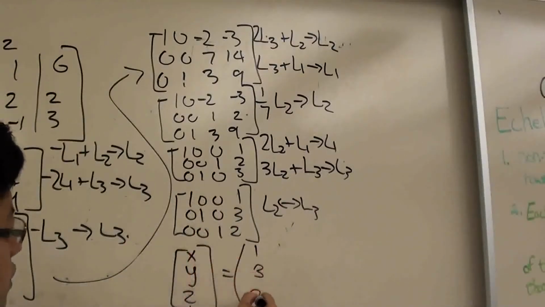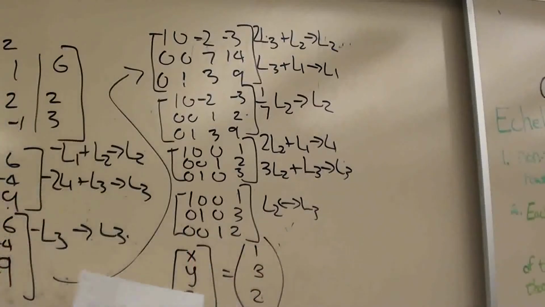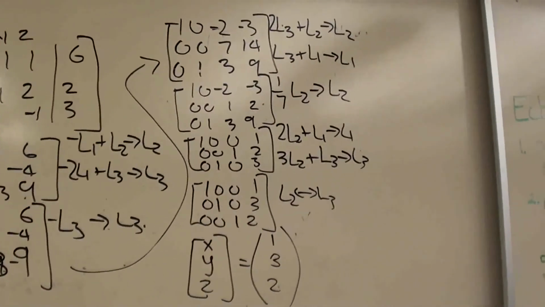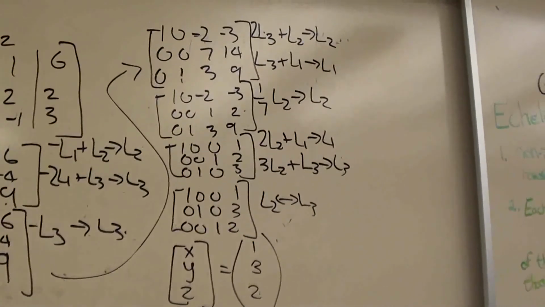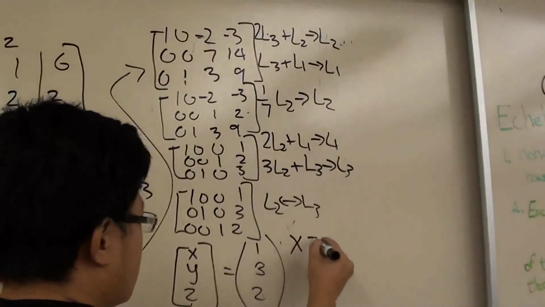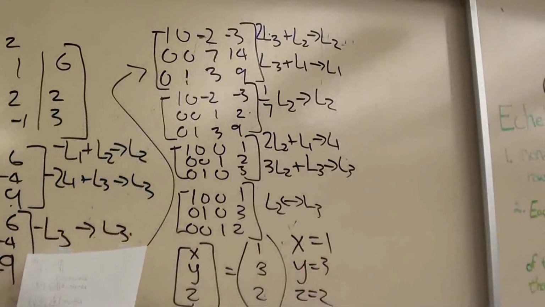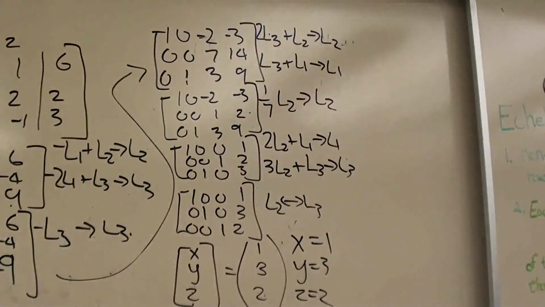To be careful, yeah, 3, 2. You don't have to write this way. You could just say x equals 2. Oh yeah, no, you can see. So then you could just say x equals 1, y equals 3, z equals 2. You could write that. Again, it really doesn't matter.